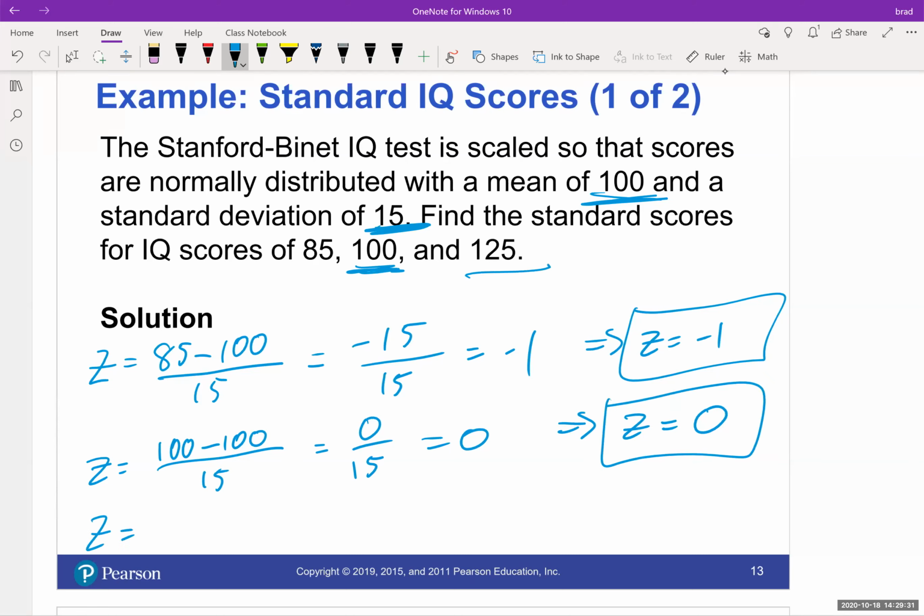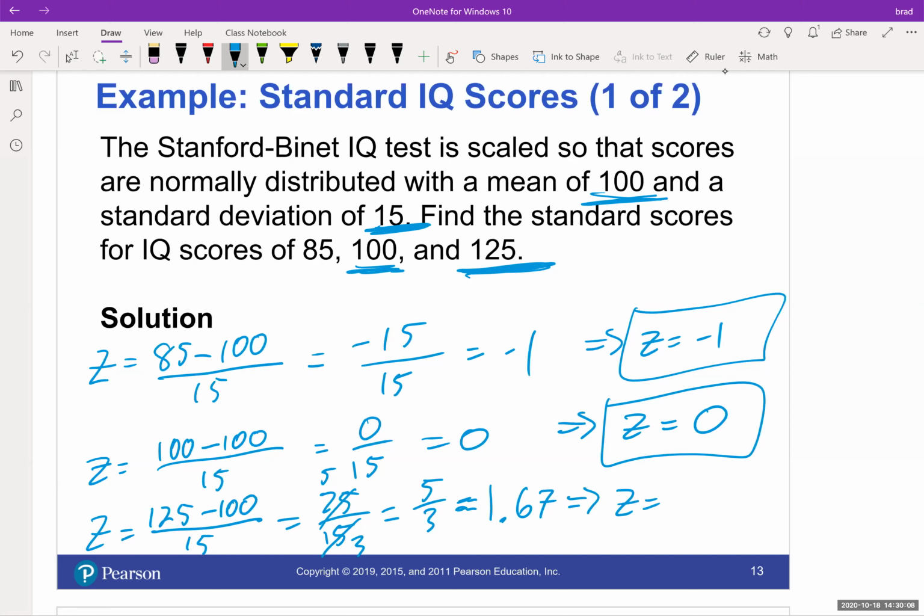Now let's do it again. So z equals, let's do it for 125. I'm going to do 125 minus the mean divided by 15 equals 25 divided by 15. Let's divide these by 5. This would be 5, this would be 3. So we get 5/3, which is 1.67. Let's round off. It's approximately 1.67, because it's actually 1.66666666, so 5 divided by 3. So this is our z-score of 1.67.